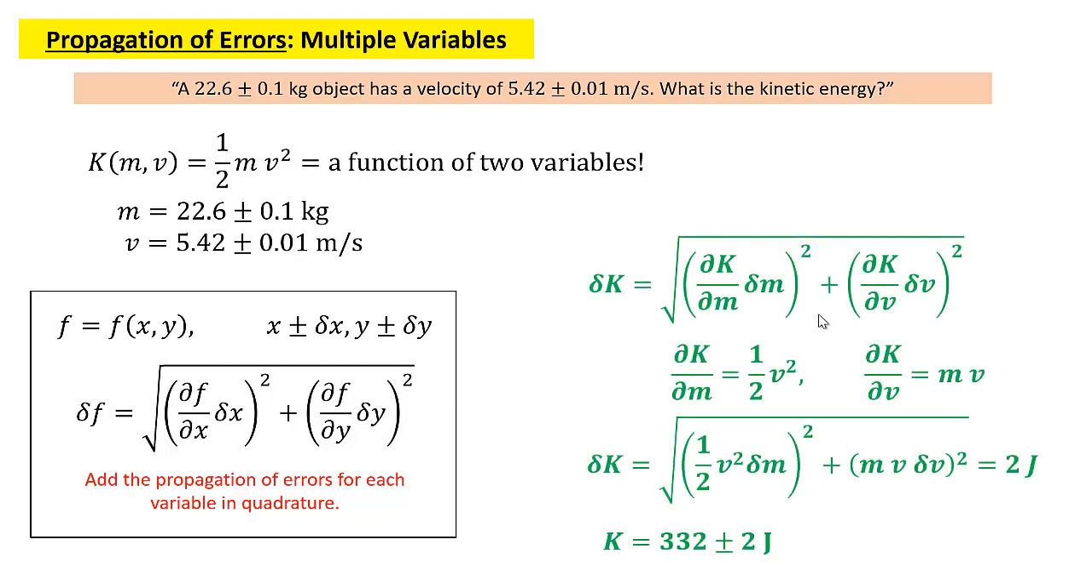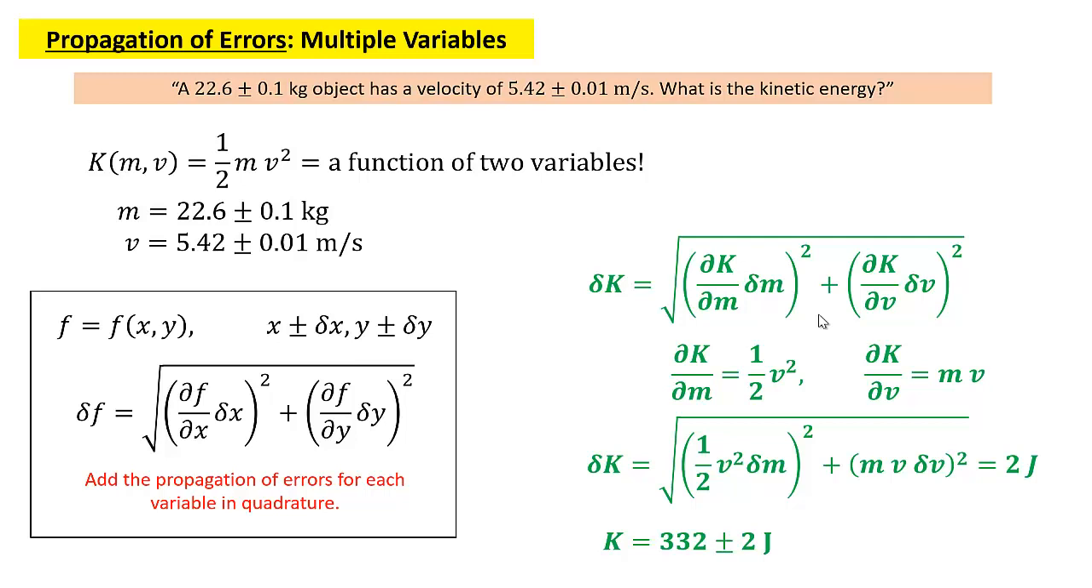So let's see what that looks like in the kinetic energy example. We would take partial K partial m times the uncertainty in m. Well, partial K partial m is just 1/2 v squared. So I put that in for that. And then I would have to multiply that by the numerical value of the uncertainty, delta m. And then partial K partial v is mv. So I would put that inside for that part of the expression.